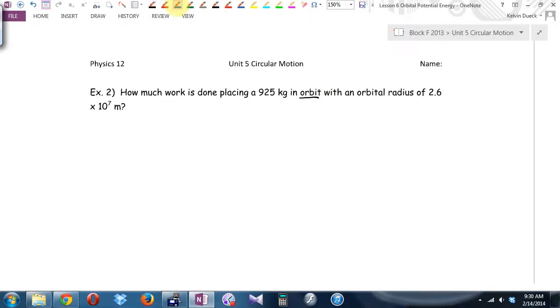Well, work is force times distance. Why can't I use force times distance here? Not a constant force. Work is the area under a force-distance graph. Jordan, what was our third definition of work? Not on your formula sheet. You have to commit it to memory.